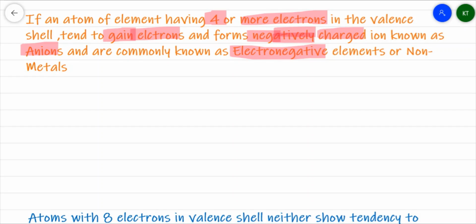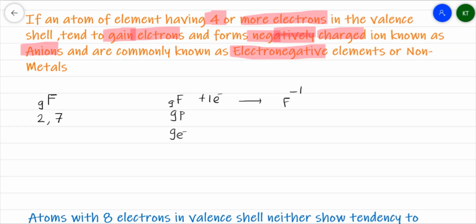Let me take one simple example here. I have fluorine, symbol F, atomic number 9. The electronic configuration becomes 2, 7. Now this fluorine tends to gain an electron and get converted into F minus 1. Now how F minus 1 comes, just look at here. Fluorine has got 9 protons, 9 electrons. The proton and electron balance each other, so the neutral atom does not carry any charge.